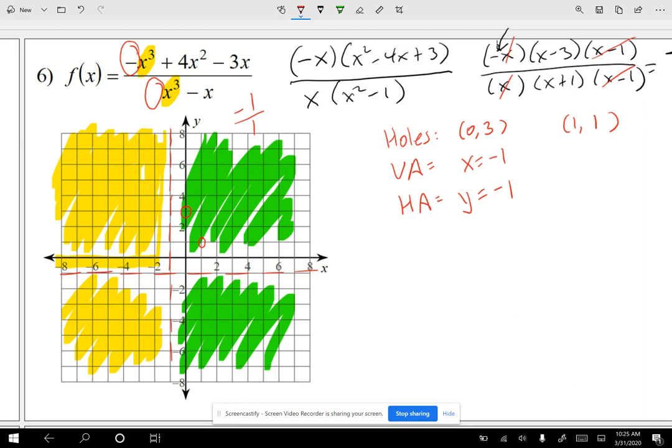Okay, now let's take a look at the left of my asymptote. I need to know from those two yellow sections, I'm going to choose a value of x that is to the left of negative 1. So in this case, let me choose negative 2.